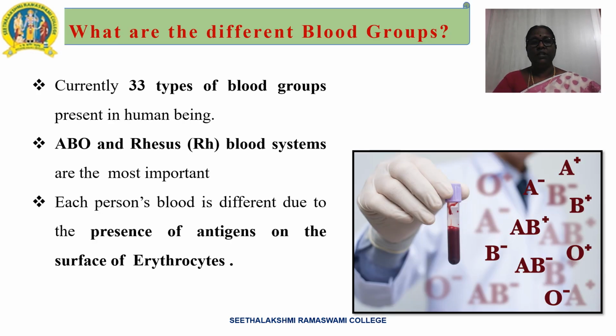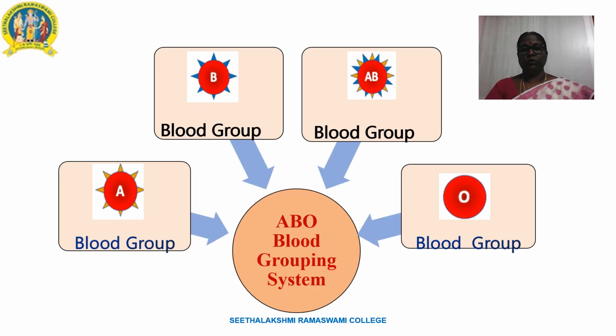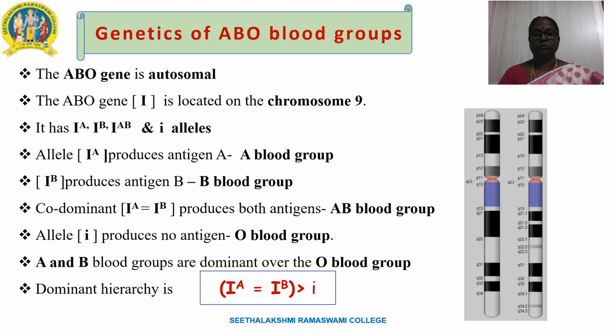There are 33 types of human blood groups that have been discovered so far. Out of these, the ABO and rhesus, that is Rh, blood group systems are the most important ones. Each person's blood is different due to the presence of antigens on the surface of erythrocytes. The ABO blood group system has four different blood groups, namely A, B, AB and O.